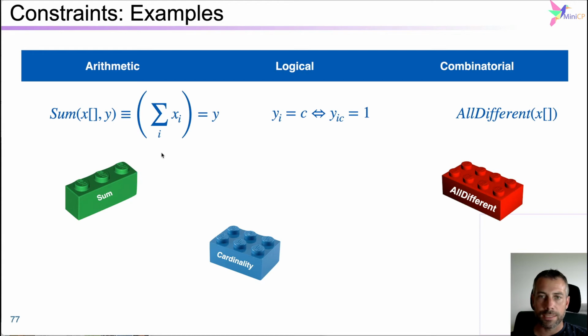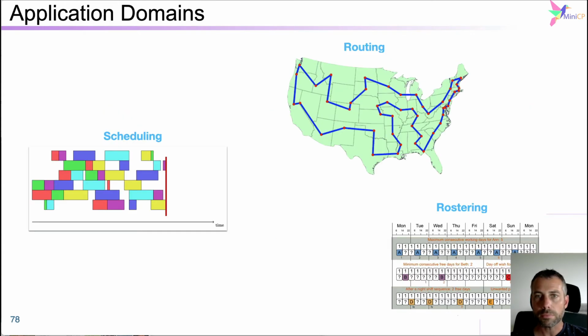And the constraints, as I said, there are various types of constraints. You can have some constraints, for instance, to collect the total distance traveled by the traveling salesman. You can have logical constraints. You can have global constraints to impose that a set of variables should take all different values. So there are many different Lego bricks that are available in solvers. And the application domains are also very broad for constraint programming.